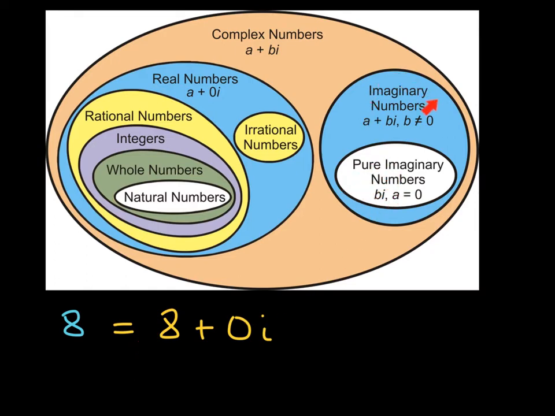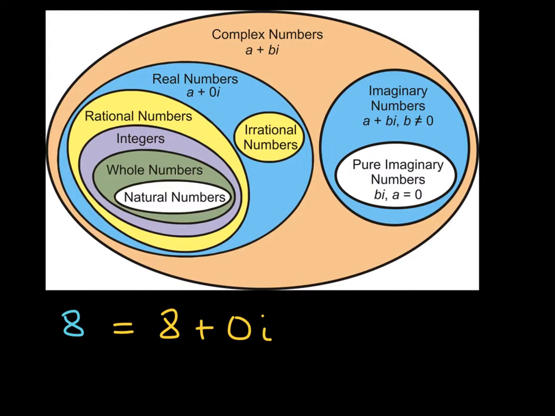Is it an imaginary number? No, it cannot be an imaginary number because in order for you to be an imaginary number, your imaginary part, which is b, cannot be 0. And that's exactly what my imaginary part is. So 8 is not a pure imaginary number. It's not an imaginary number. Can I call it a complex number? Yes, it is a complex number. The real part is 8, and the imaginary part is 0.